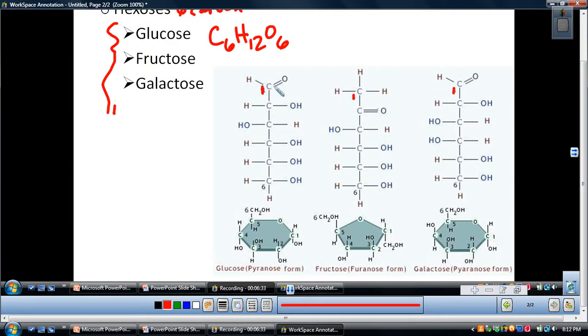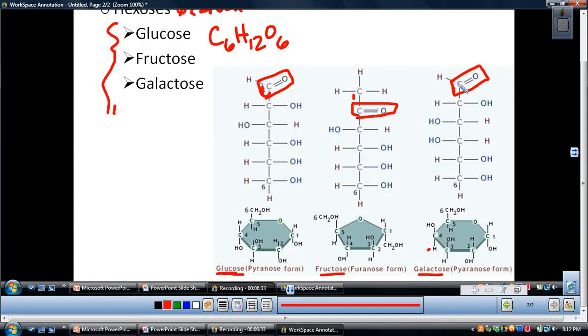If you look at the number 1 carbon in glucose, the carbonyl group is located on the terminal carbon. Look at fructose, the second one. The carbonyl group is found within the carbon chain. And then over here for galactose, it's back up to the terminal carbon. So glucose, the first one, and galactose both have terminal carbonyl groups, whereas fructose is embedded in the skeleton.